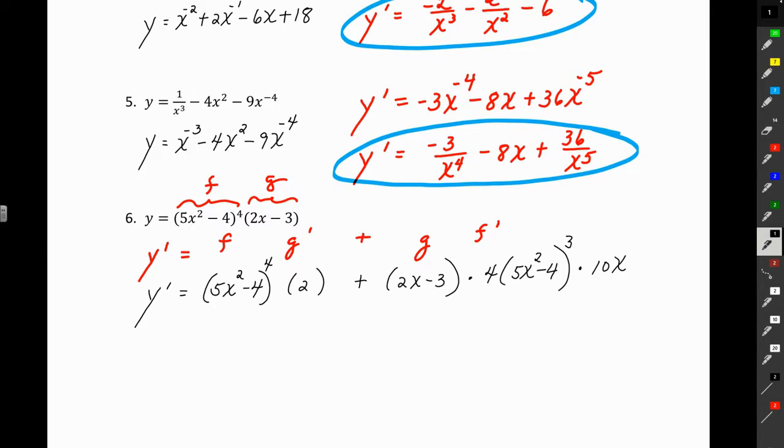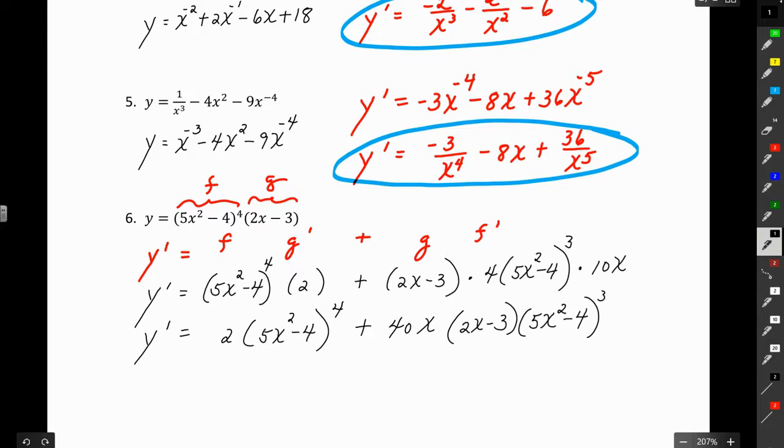And now we're going to simplify this. First thing I'm going to do is rewrite it a little neater. I think rewriting it makes finding the GCF a lot easier. So first we're going to compare the 2 and the 40x. So the GCF there would just be 2. And then we have this 5x squared minus 4 to the 4th power, and over here we have 5x squared minus 4 to the 3rd power. So 3 is less than 4, so that's the one we're going to write.